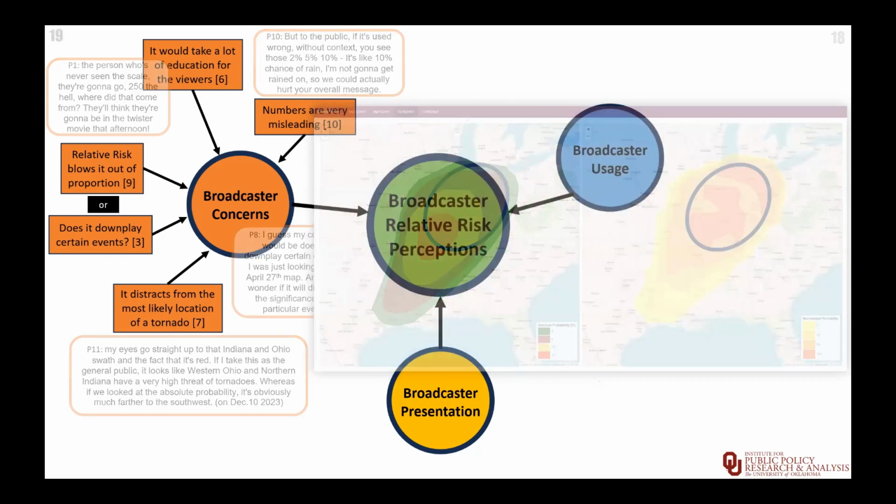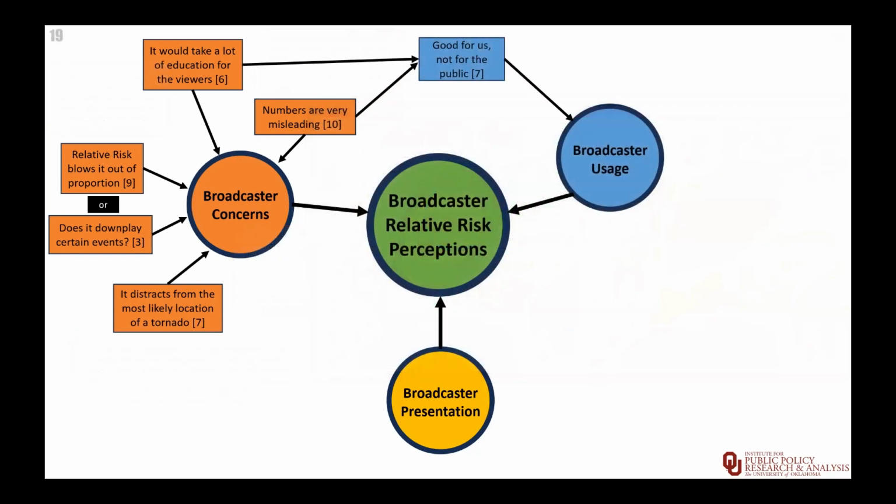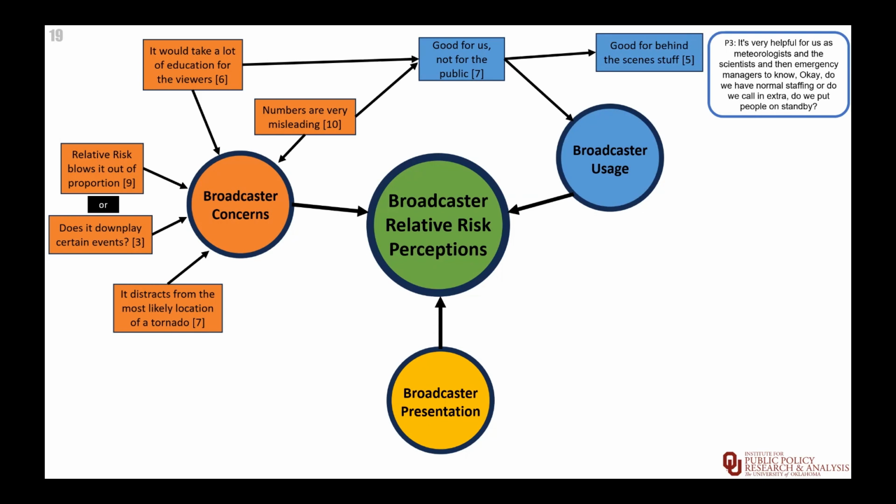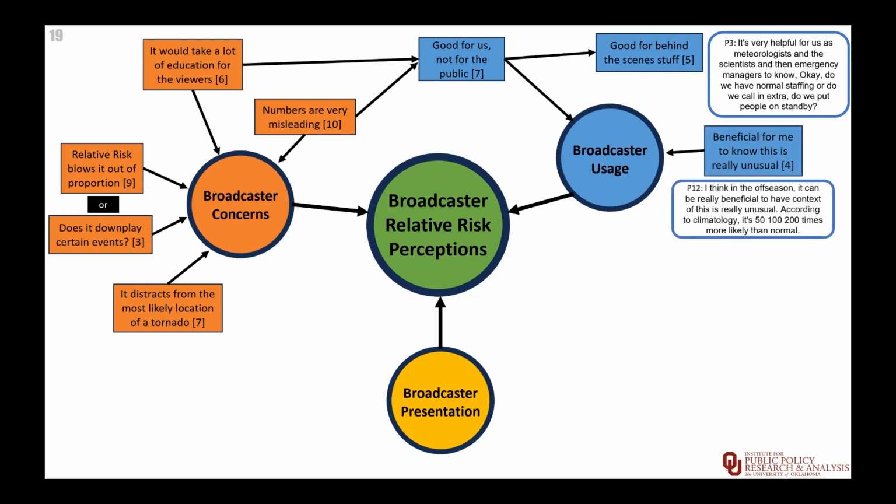When we get into usage, those concerns about how much education it's going to take and how the numbers are misleading leads the broadcasters in these interviews to think that the relative risks are going to be good for them, but not so good for the public. They do note that there's probably some behind the scenes uses, such as figuring out staffing and knowing if they need to call in extra hands to make sure that there's enough people to cover the event. And they also feel that the relative risks are beneficial to help them know that an event is unusual, that according to climatology, it's 50, 100, 200 times more likely than normal.